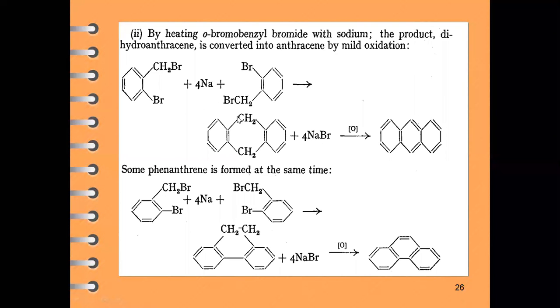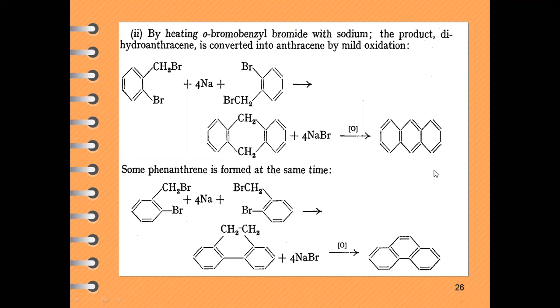So it is simply a condensation reaction. Again here there is formation of 9,10-dihydroanthracene, which upon oxidation forms anthracene. This oxidation results in dehydrogenation, removal of hydrogen, that is, formation of a water molecule, and the resulting product is anthracene. So this is the second method for the synthesis of anthracene.